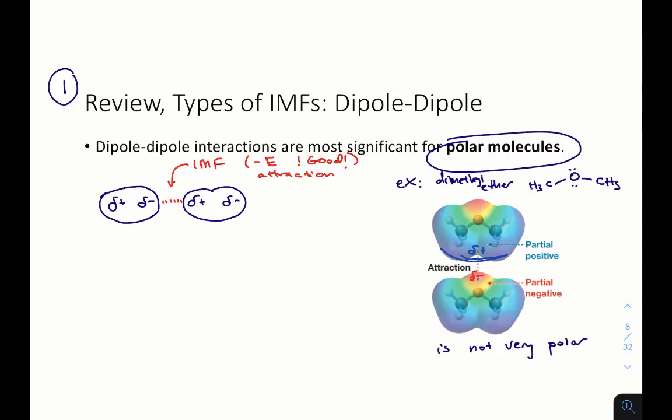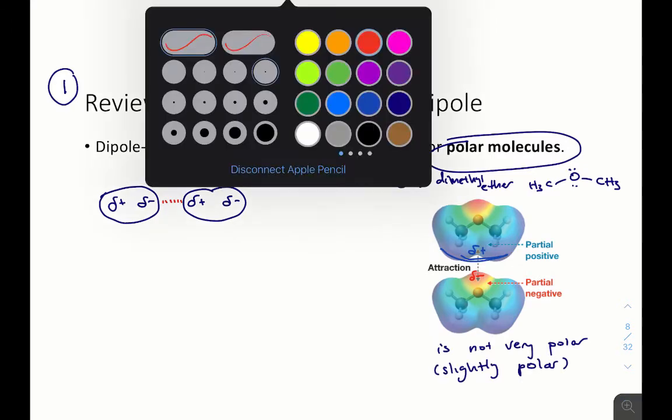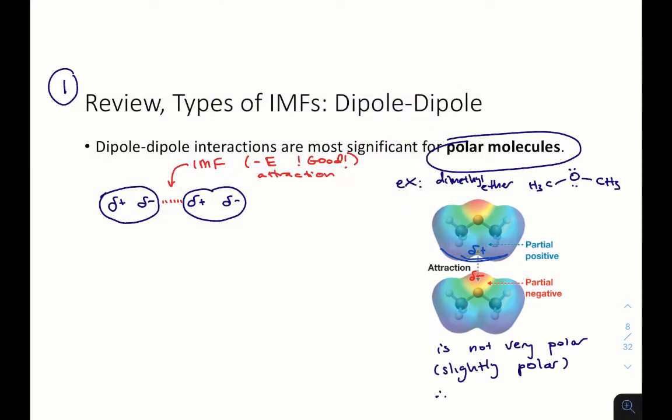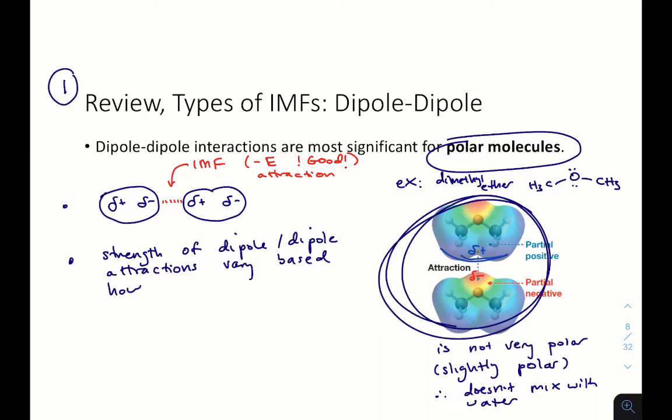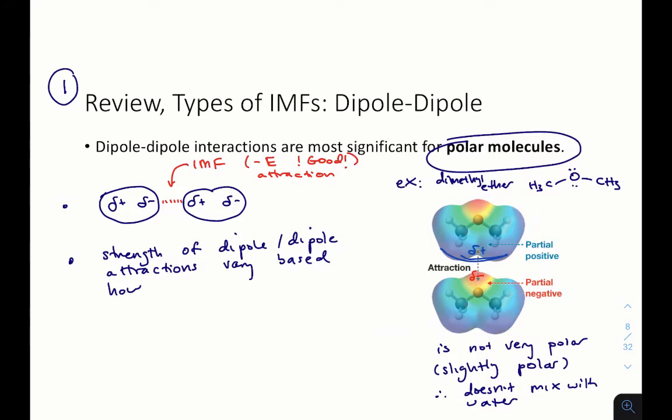This can be measured in lab. For example, we know that dimethyl ether is not very polar because it doesn't mix with water. And because it's not a very polar molecule, it has pretty weak intermolecular forces of attraction. But for more polar molecules, there can be strong dipole-dipole interactions. So the strength of the attraction will vary from molecule to molecule, and that's based on how polar, how large the regions of electrostatic charge are on a given molecule.